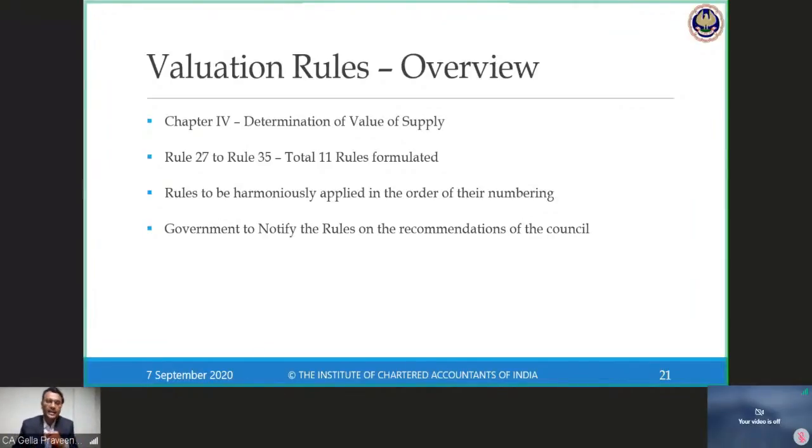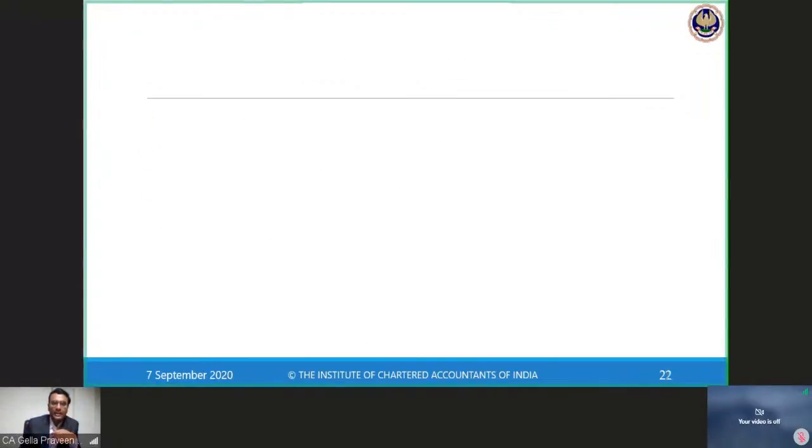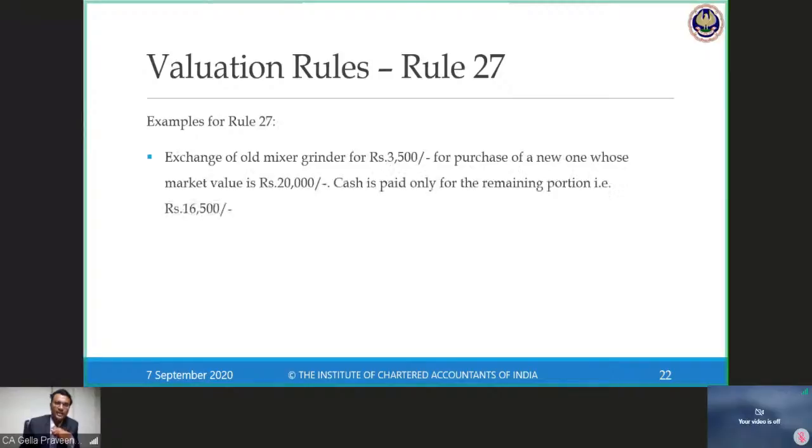Further, the rules are to be applied in the order of their numbering: Rule 27, 28, 29, 30, 31, 32. You have to go with the hierarchy that was laid out. And further, the government has an authority to notify rules whenever they want to do so. First, I'll start with Rule 27. Why have we come to rules? Whatever valuation I have discussed has failed. Because there is a failure in valuation, I have come to the valuation rules. First rule, Rule 27.